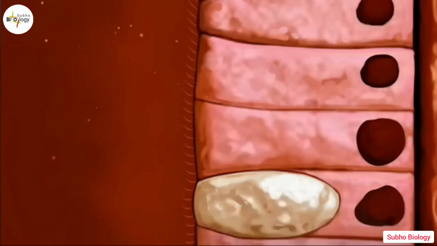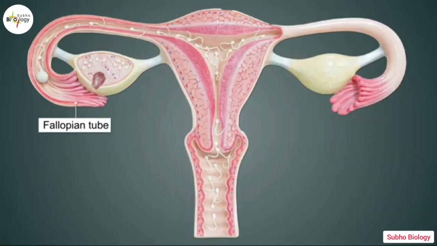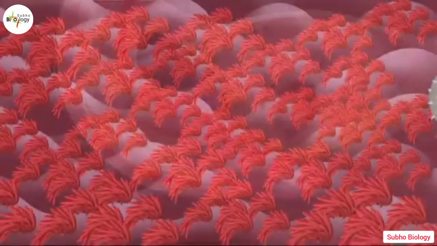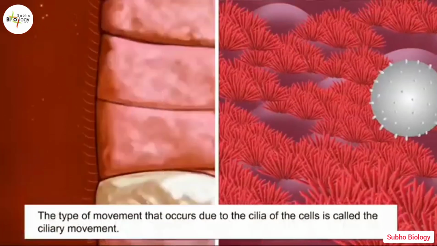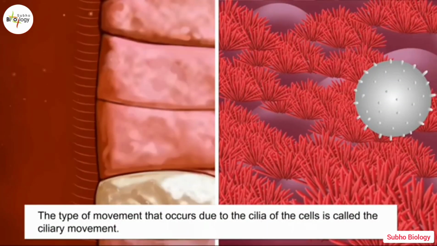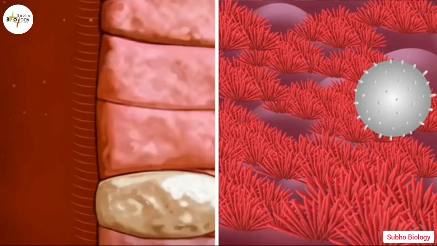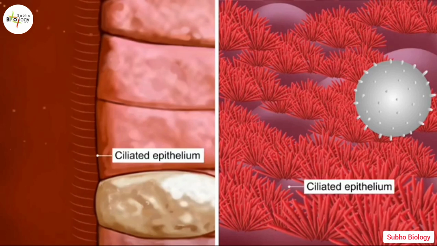along with the air. A similar type of movement also occurs in the female fallopian tube. Here it helps in the passage of ova. This type of movement that occurs due to the cilia of the cells is called the ciliary movement. It occurs in most of our internal tubular organs, which are lined by the ciliated epithelium.